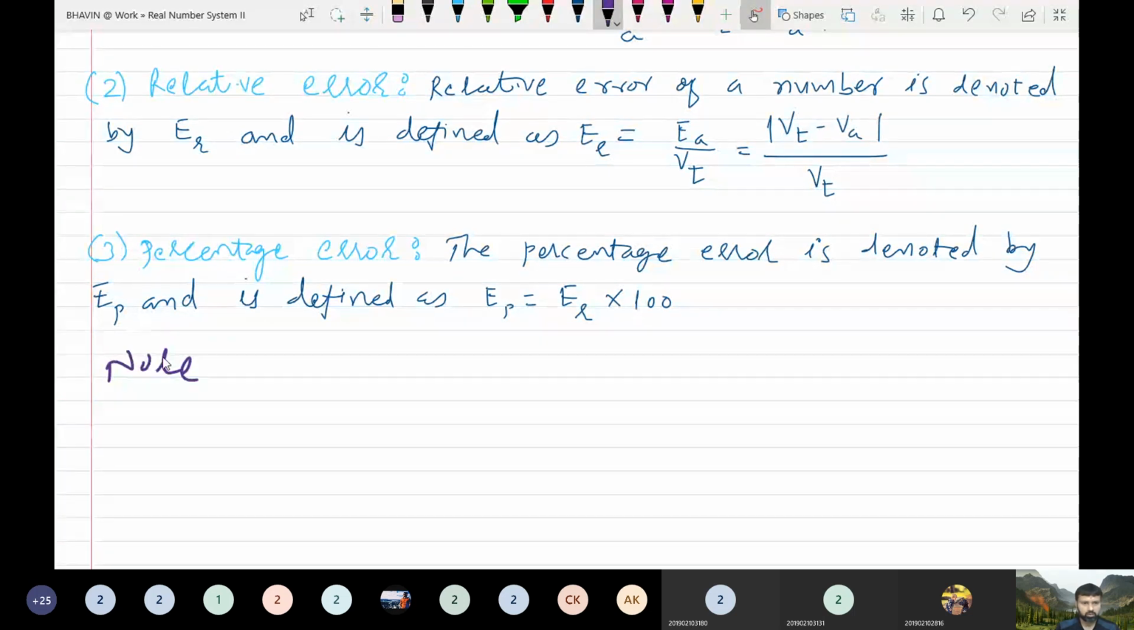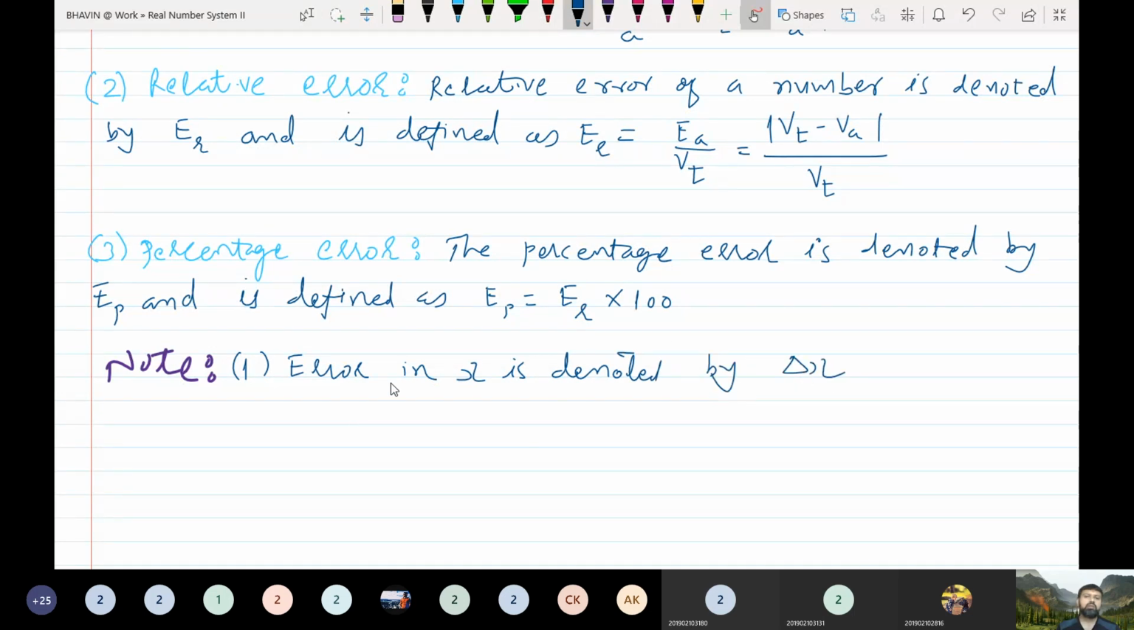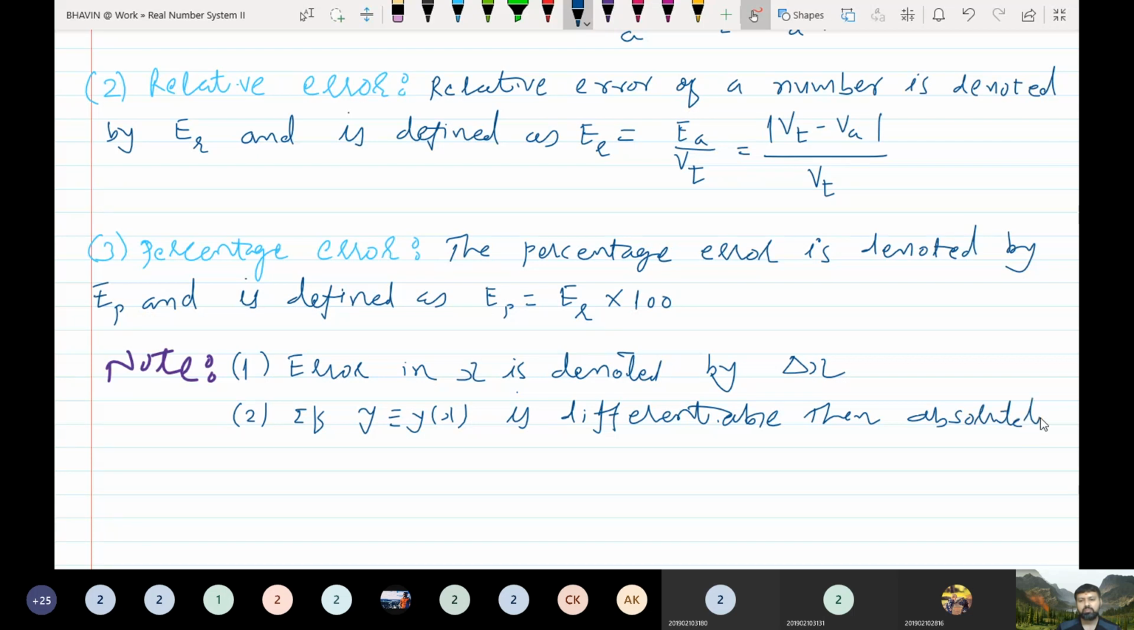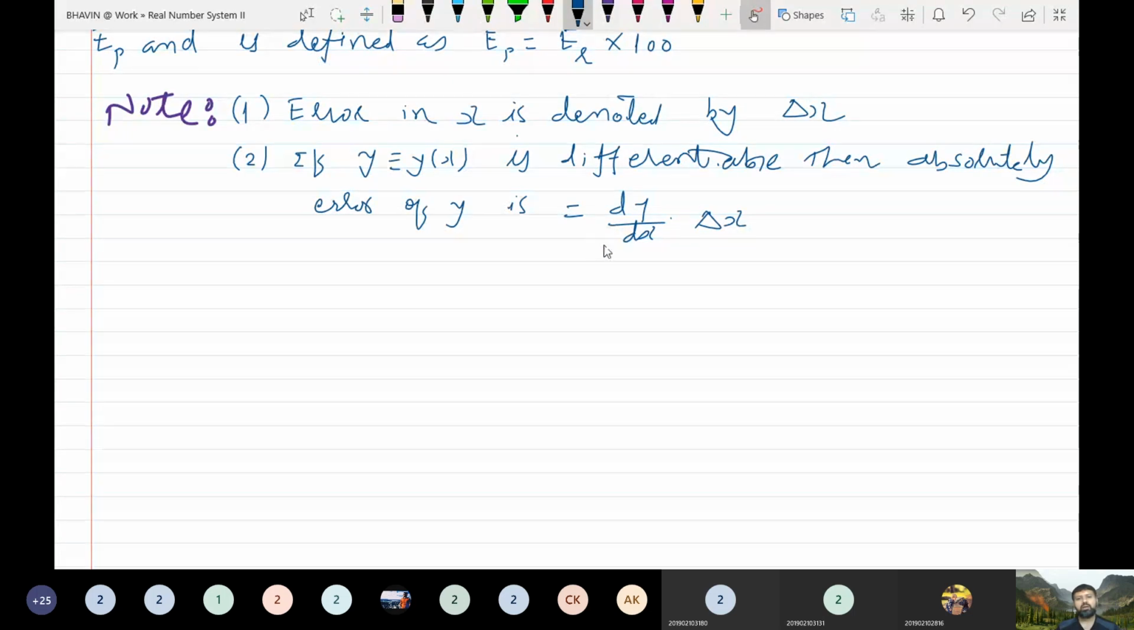Now let me put one more note or remark. Error in X is denoted by delta X. Similarly, if you want to find out error in Y, then it is denoted by delta Y. Second thing, if Y is a function of X and is differentiable, that is, if you can find out its derivative, then absolute error of Y is equal to dy by dx into delta X, absolute error in X. So if your Y is differentiable, then you can find out error by this formula.